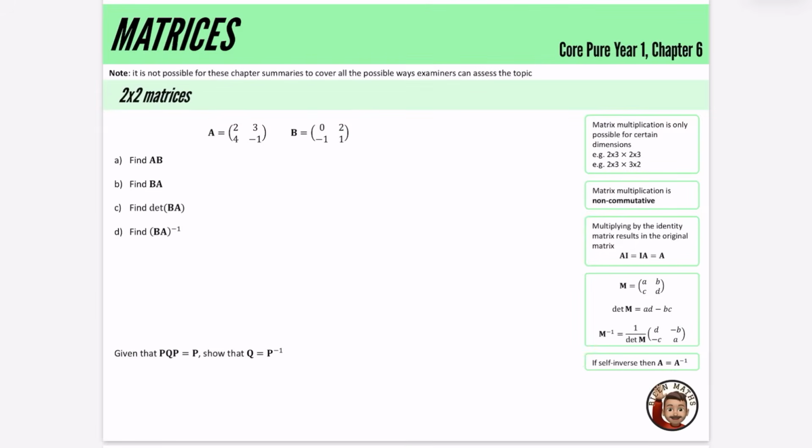Okay, we are continuing with the Further Maths chapter summaries. This is Core Pure Year 1, Chapter 6, Matrices. And I say this in every video, it is not possible for these chapter summaries to cover all of the possible ways that examiners can assess the topic. So please make sure you are looking at lots of exam questions.